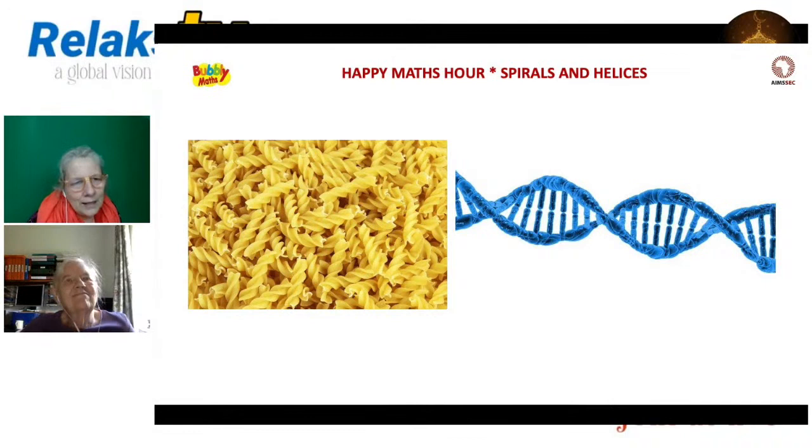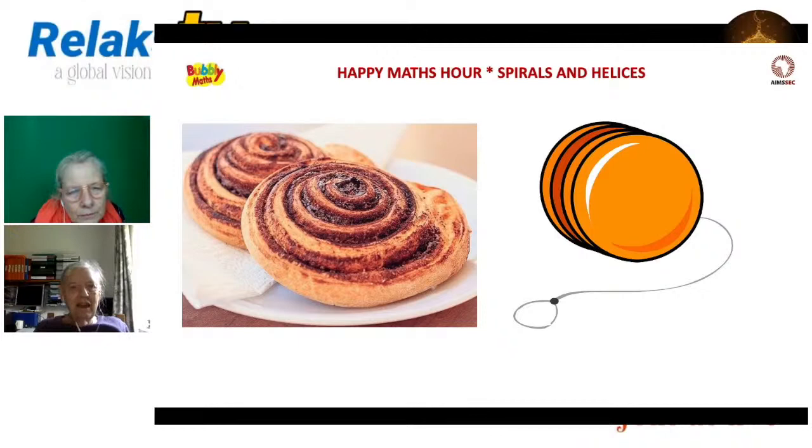Well, in case you're feeling hungry, or to make you feel hungry rather, here are some cinnamon buns. Don't they look delicious? Now, is that a spiral or a helix? Well, I think you could imagine them flat like the rope, couldn't you really? I don't think we need to be too technical here, but anyway, there's another example for you.